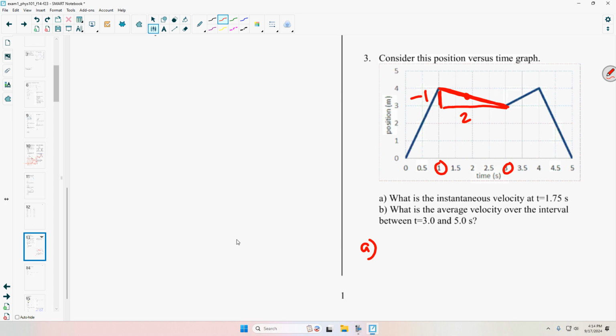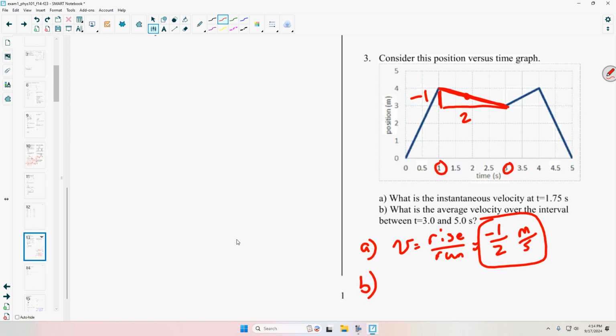So for part A, I would say that the velocity is rise over run. That's equal to -1 over 2, or -1/2 meters per second. And then I like it if you draw a circle or a square around your answer, please. And then what is the average velocity over the interval between t equal 3 and t equal 5 seconds? That's going to be between here and here. Effectively, here what you're doing is you're finding the slope of that line. Okay, it's not a tangent line. I'm just connecting those 2 points.